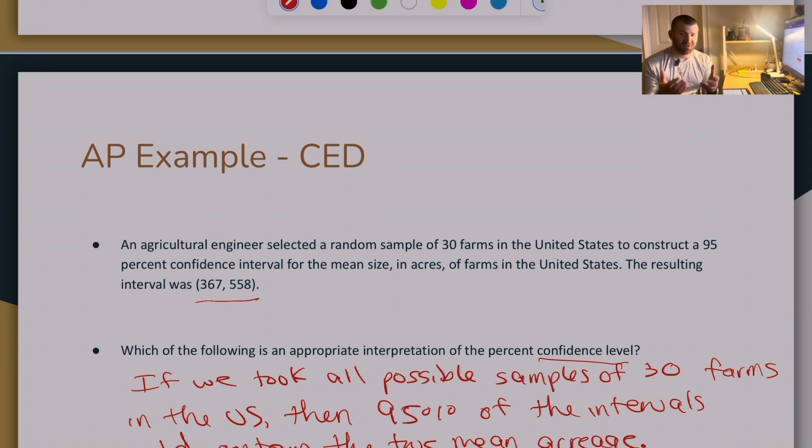So I hope that was helpful to help you distinguish the difference, because I can almost guarantee you are going to see a question that asks you to do both. Right? I've seen it on an FRQ where you had to interpret the confidence interval and then separately interpret the confidence level, but guaranteed this shows up on the multiple choice section.